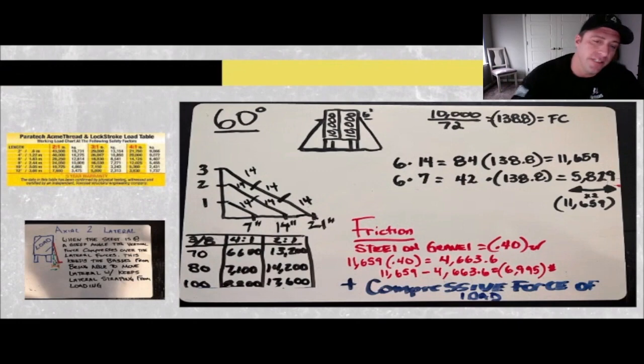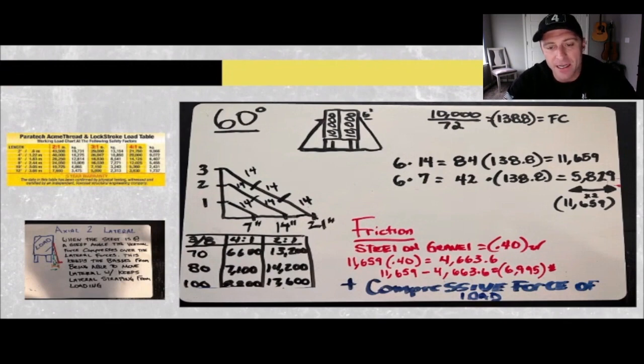So what I did is I took a different paradigm. I took steel on gravel. So that's 0.40 friction. So I multiplied 11,659 times 0.4, which gave me 4,663 pounds. So I subtract that from 11,659, and I have 6,995 pounds of total force in both directions.